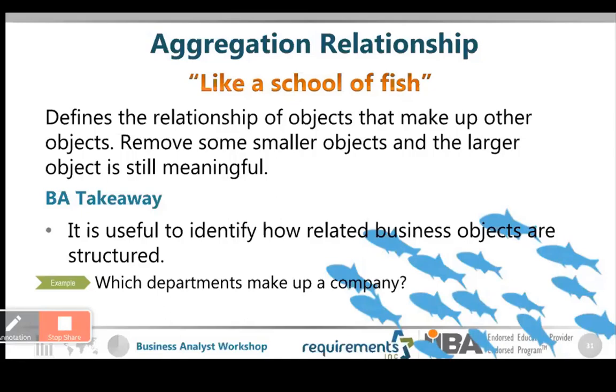You take away one department or two departments, the company is still a company. In fact, take away all departments, and a company is still a company, right? So aggregation is a relationship by which several parts make up a whole, but the whole is not dependent on the parts. Okay. So it helps us understand the structure of different objects.